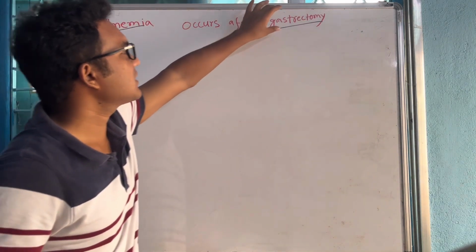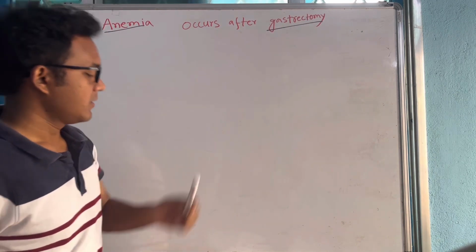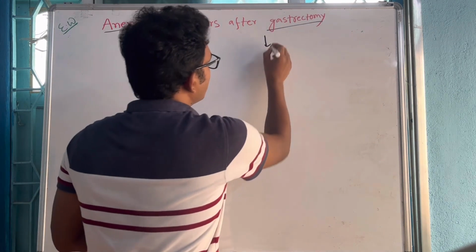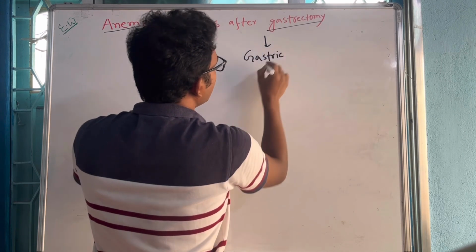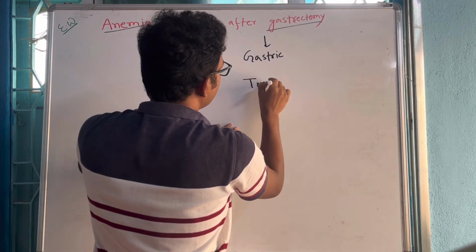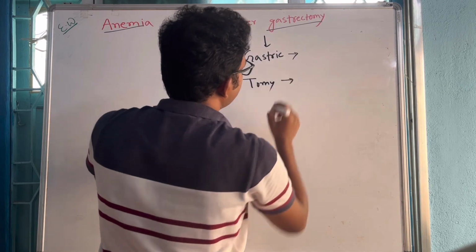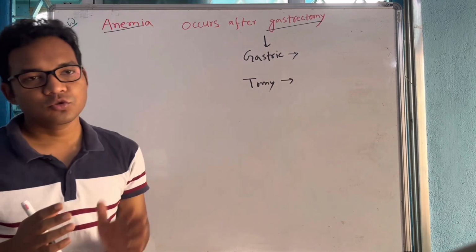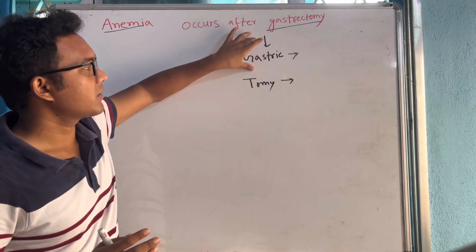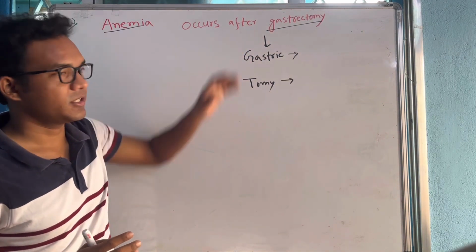Now come to this, what is gastrectomy? Okay, here in gastrectomy there are two terms. One is gastric and another is tomy. So what is gastric? Gastric, you know that, having to do with stomach is known as gastric.